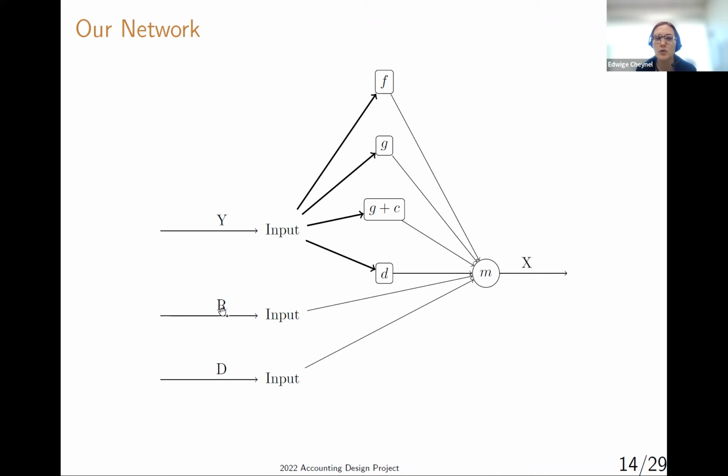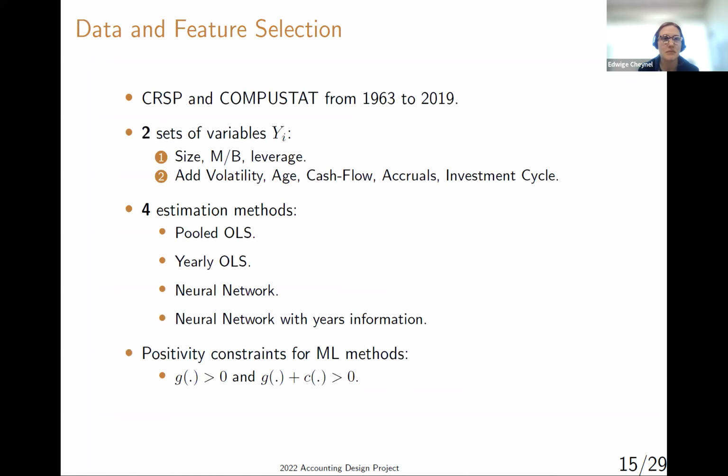From there, you have also the other inputs, so the returns and the do me, and they will go to this step right there, where we will eventually aggregate everything to get this M, and then we will be able to give you this machine learning construct. In any case, here is the data selection. It's a long time series. We start in 1963 to 2019. We get the data from CRISP and CompuStat.